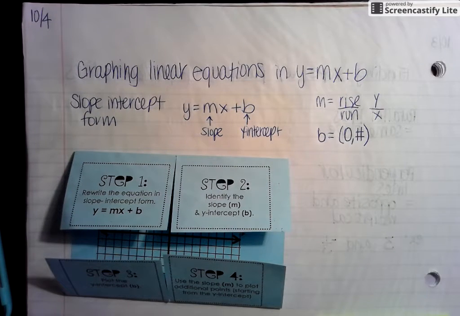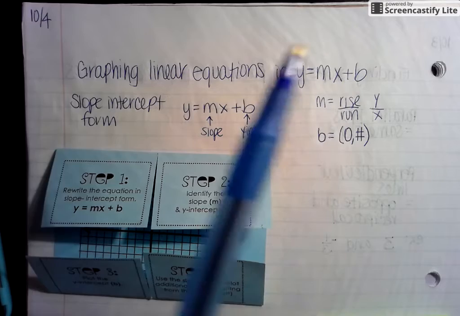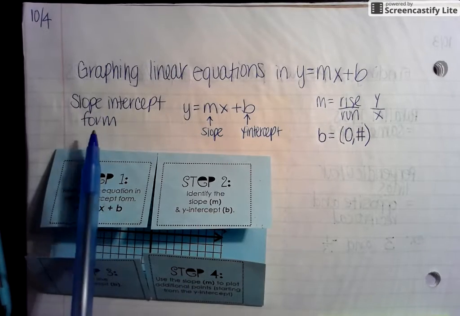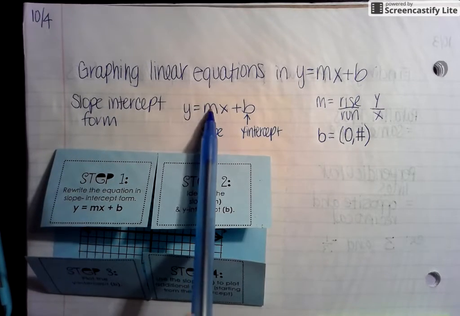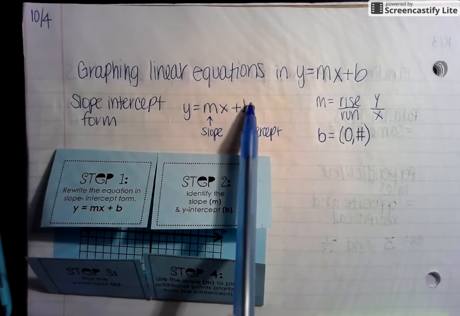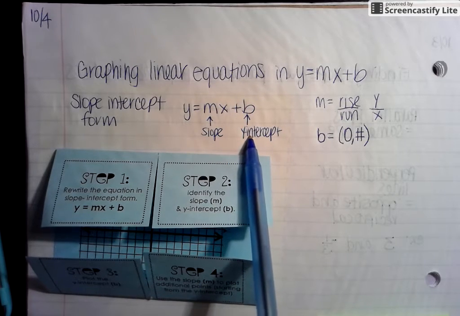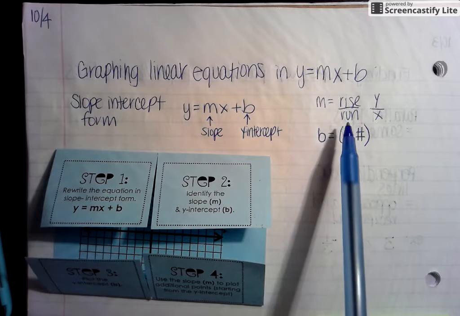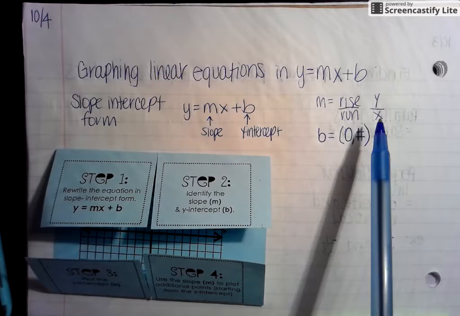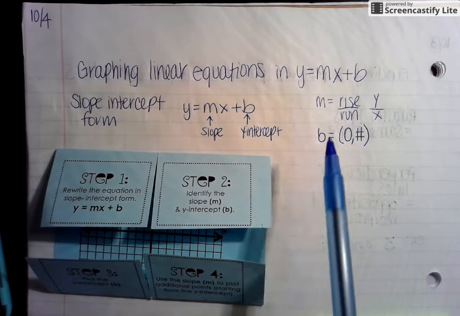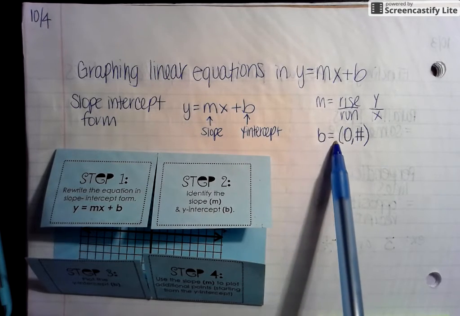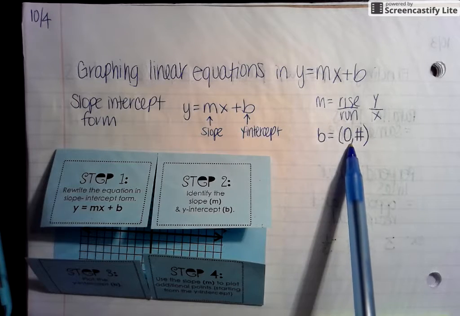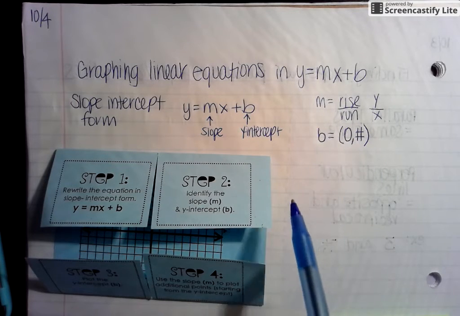We're going to be looking at graphing linear equations in y equals mx plus b. Y equals mx plus b is actually known as slope-intercept form because if you notice, the m is the slope, the b is the y-intercept. You will always see that the m is rise over run, or the change in y over the change in x. And our intercept is always going to be written as 0, comma, some number, because you want it to intercept the y-axis.